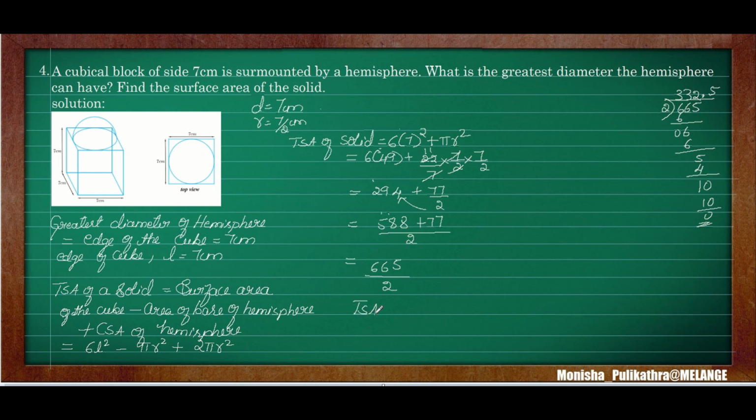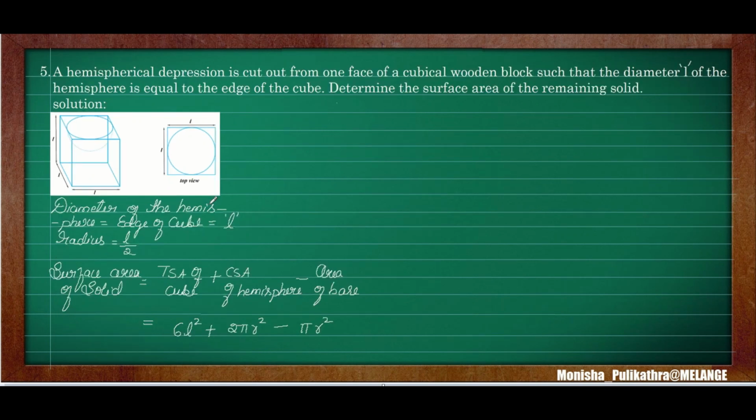So TSA, that is the total surface area of the solid, is equal to 332.5 centimeter square. If they ask the surface area, then you have to write the unit as centimeter square. If they ask the volume, only at that time you have to write centimeter cube. I hope you understood this. Moving on to the fifth problem.